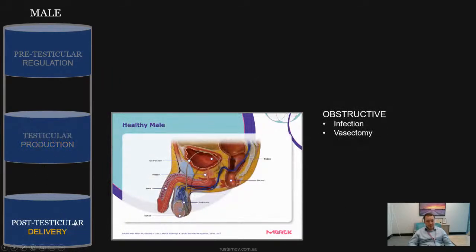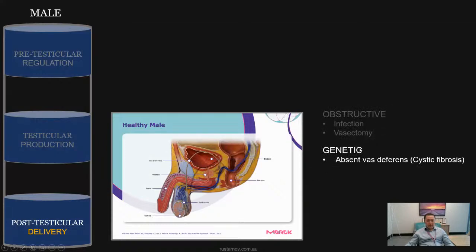So the next level is post-testicular, which means in these patients the pituitary is working very well, stimulating the testis. The testis is producing sperm. There are plenty of sperm in the testis, but in this category of patients we have a failure of delivery of the sperm from the testis to the ejaculated semen, which means we have some kind of obstruction. The most common cause is obstructive, which usually happens at the level of the epididymis or vas deferens, or it can even happen at the level of the prostate or urethra. That's usually linked to infection, usually chlamydia or gonorrhea, or a previous history of vasectomy.